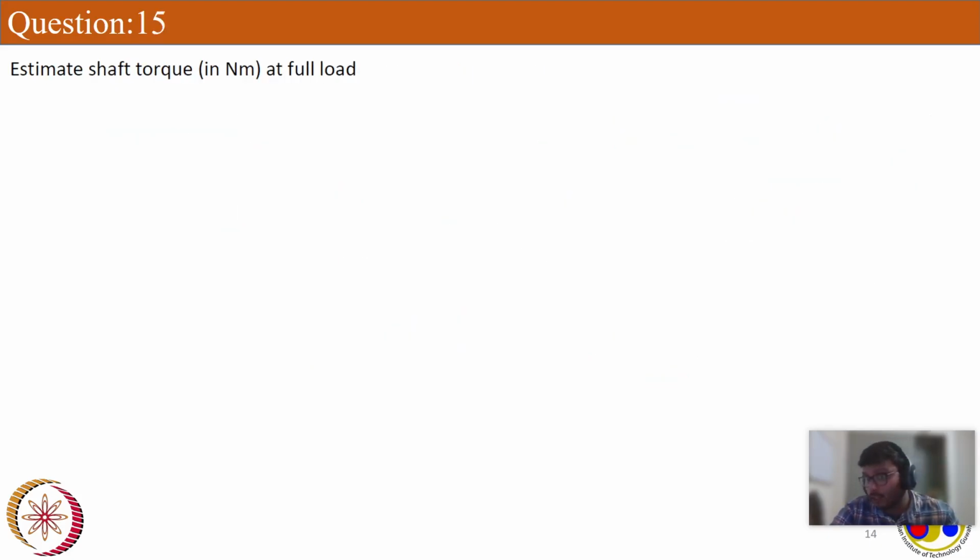Now we have to estimate the shaft torque. We already talked about shaft torque. Shaft torque is something which is useful to the load. You can call it shaft torque, or output torque, or the net available torque at the shaft end. Now see, shaft torque at full load is equal to what? It's an output torque. But in the problem, we are provided with the output power, right?